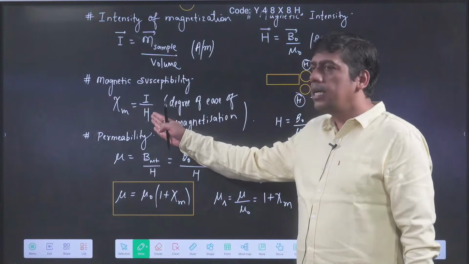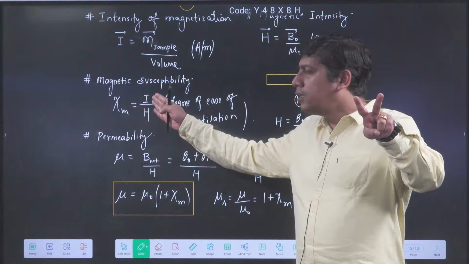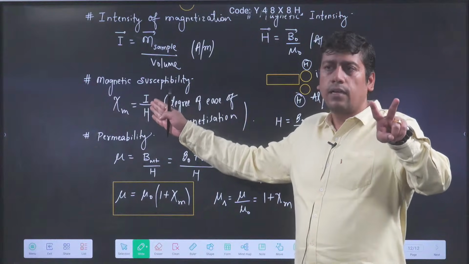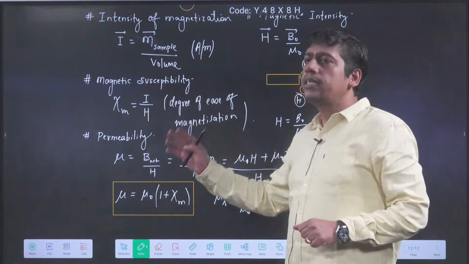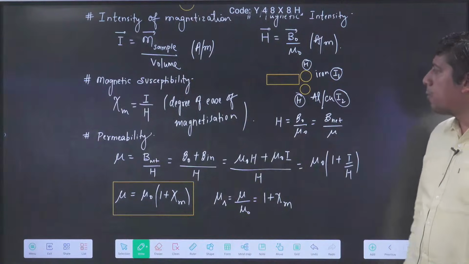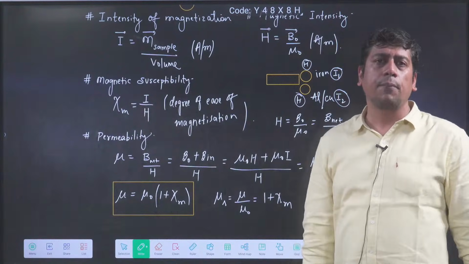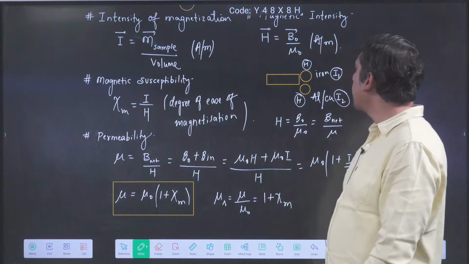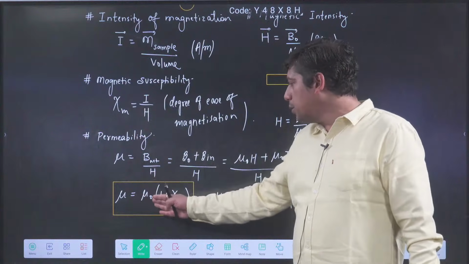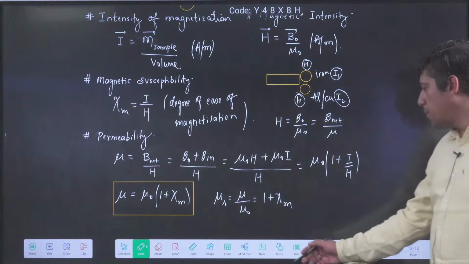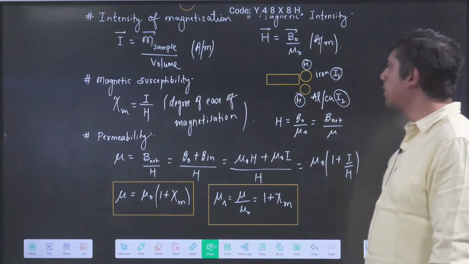Obviously, for equal value of H, if we take 2 materials, iron and aluminum, the one which produces a higher value of I for equal value of H, that means it is easier to magnetize that material. Like iron will produce higher value of I for the same value of H. That means susceptibility of iron is more as compared to aluminum and copper or any other substance, right? Okay. Permeability, just remember the formula. Permeability means mu naught into 1 plus susceptibility, and relative permeability formula is 1 plus susceptibility.